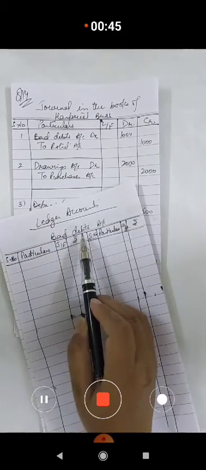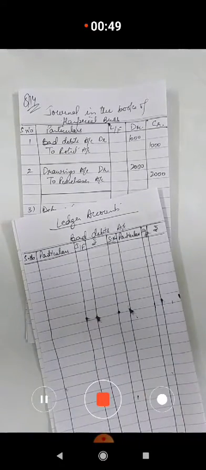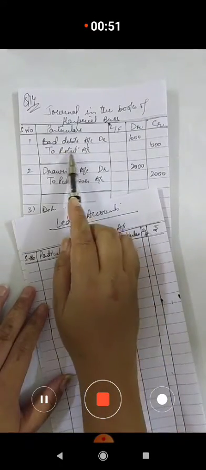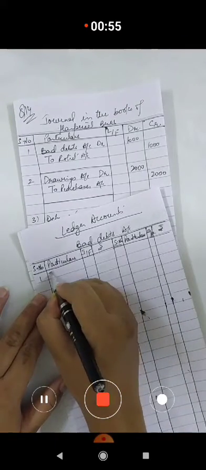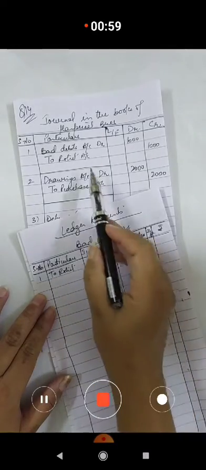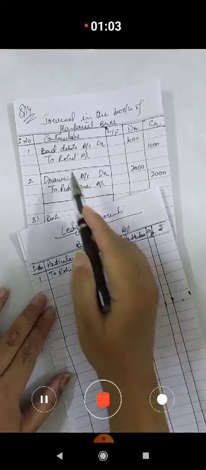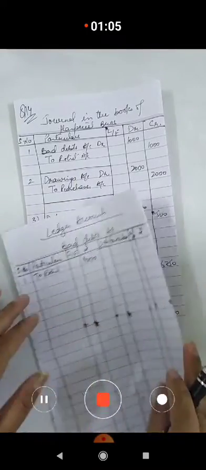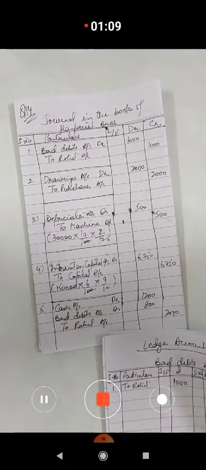So I have taken the first ledger account as bad debts. Now let's solve these ledger accounts. Bad debts is on the debit side, so your entry will be on the debit side. But what entry will you take? The entry which is on the credit side, and the amount is 1000 rupees. After a thorough read-through you can see that there are only 2 or 3 transactions regarding bad debts.